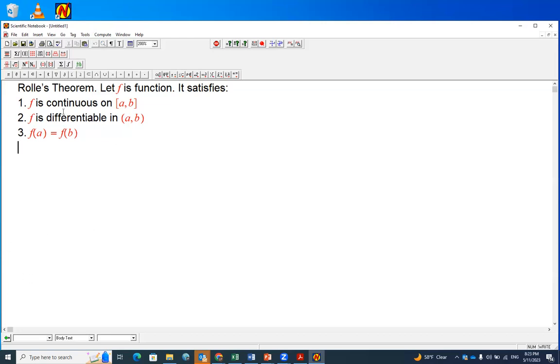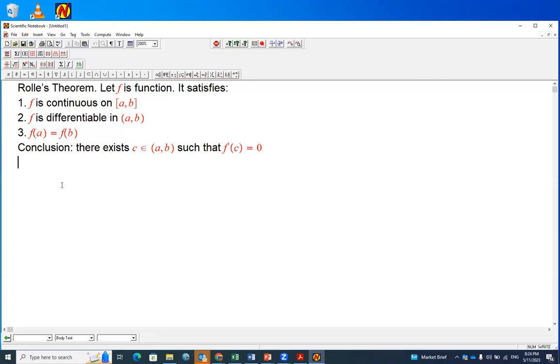Under these three conditions, the conclusion is there exists a number c, and we have to tell where c is. c is in the interval (a, b), inside the interval, such that the derivative of the function at c is 0. So that is Rolle's theorem.